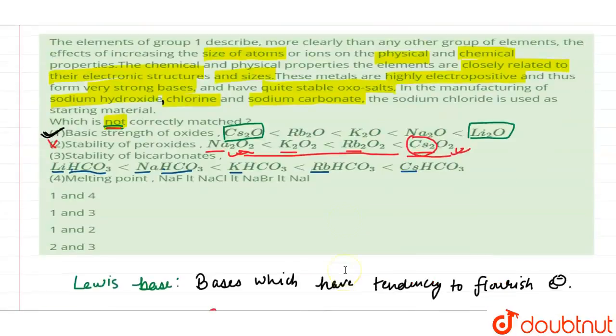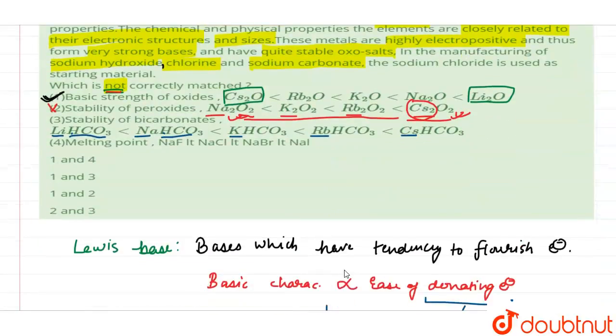Here we can see that the anion is fixed, and as the size of cation increases, Cs plus has the largest size and Li plus has the smallest size. Therefore CsHCO3 would be the most stable as its lattice enthalpy is the highest, whereas LiHCO3 would be the least stable as its lattice enthalpy is the lowest. And therefore this order given in this option is correct. Therefore this cannot be our answer as well, because we have to find those options that are not correctly matched.